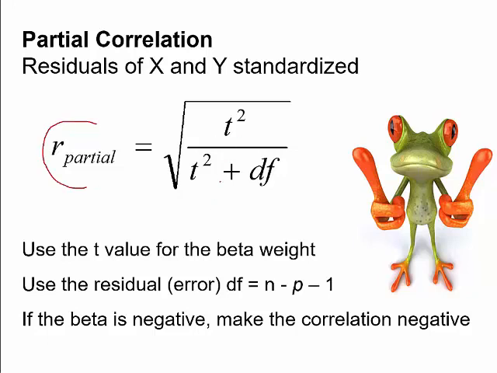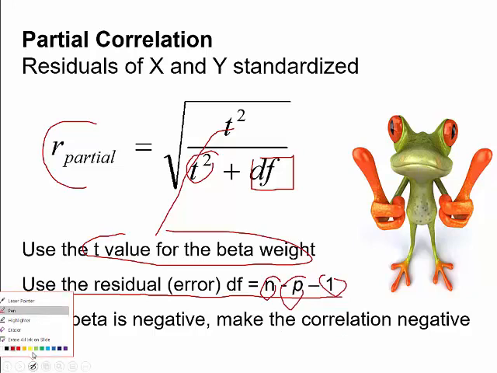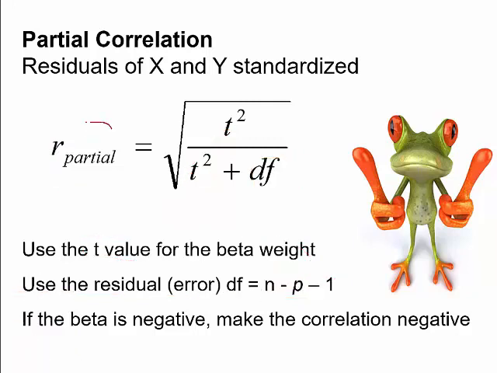So all you need to do is do your regular multiple regression. You'll get a beta weight and you'll get a t-value testing the significance of your beta weight. Take that t-value for the beta weight, plug it in there, t squared divided by t squared plus your degrees of freedom. And your degrees of freedom are the same residual degrees of freedom we talked about earlier in this unit from that ANOVA table. It's your total sample size n minus number of predictors minus 1.